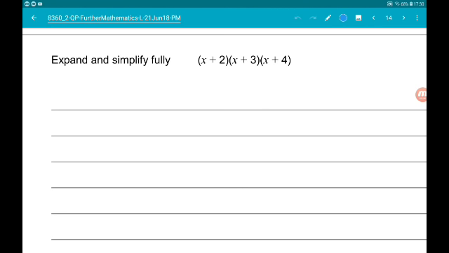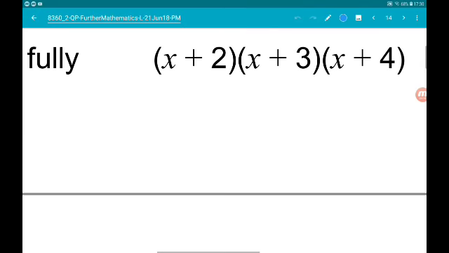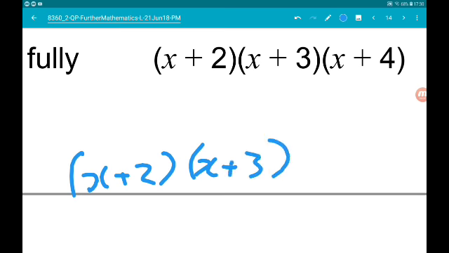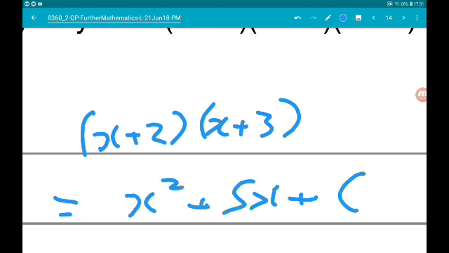Question 11, quite a nice one for further maths. 3 marks, wants us to expand and simplify fully x add 2 times x add 3 times x add 4. So, the trick to doing triple brackets is don't do triple brackets. Just do 2 brackets first, so let's do x add 2 times x add 3. Make sure that you can get that to be x squared add 5x add 6.